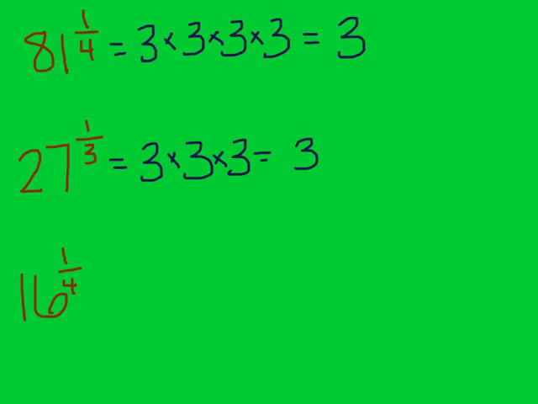16 to the 1/4. What number multiplied by itself 4 times equals 16? Well, 2 times 2 is 4, times 2 is 8, times 2 is 16. So 2 times 2 times 2 times 2 equals 16. That's 2 multiplied by itself 4 times, so our answer is 2.